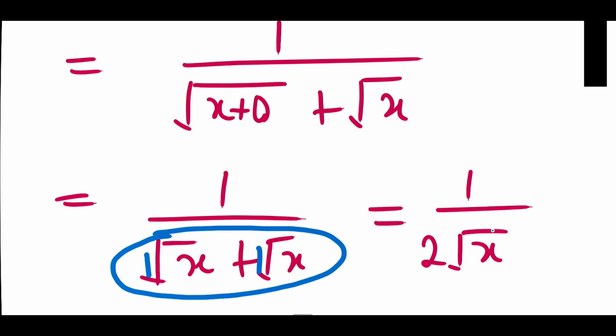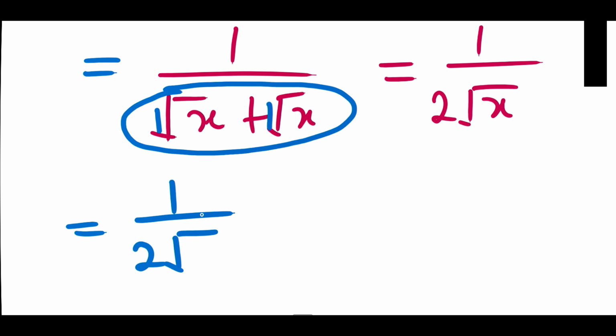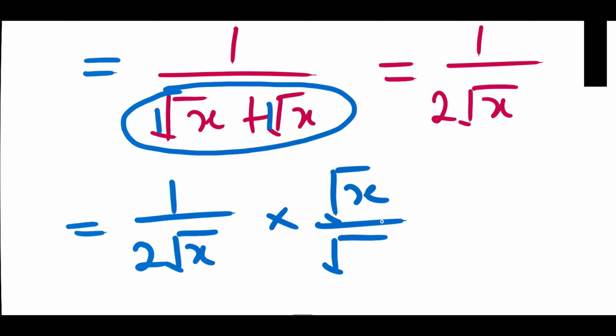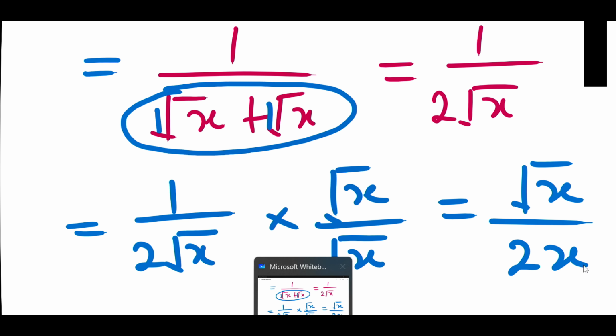Alright. So you can continue to simplify. But you can equally give your answer in this form. You can continue to rationalize it. So that will be 1 divided by 2 square root of x times square root of x divided by square root of x. So at the end, we get square root of x divided by 2x. Alright. So this becomes the derivative of the given function from the first principle.